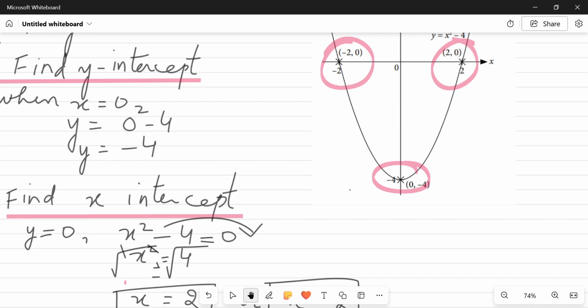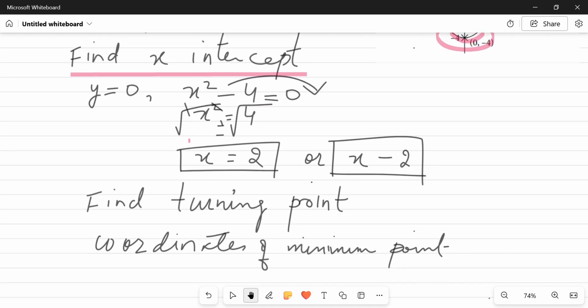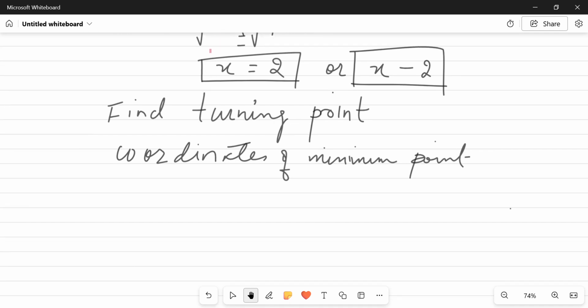See here, right? Minus 4, and here in minus 4, what is the y value? The y value is minus 4, and what is the x value? The x value is 0. See, the x value is 0 here, okay, and the y value is minus 4. So the turning point coordinates of the minimum point are 0 and minus 4. And here in this question you need to find out the equation of the line of symmetry.